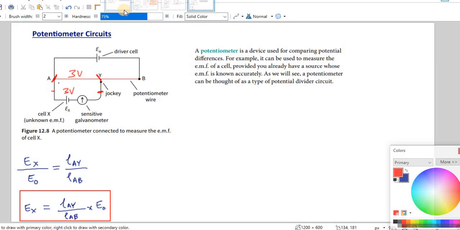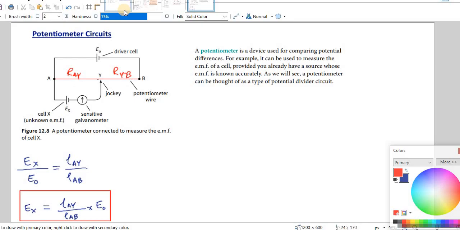Then what will happen? The current won't flow through this because they are at the same potential. Now for current to flow, they should be at different potential. So basically what we are doing is we are moving this. So here let's say from A to Y the resistance is AY. From here to here the resistance is AY. From here to here the resistance is YB.